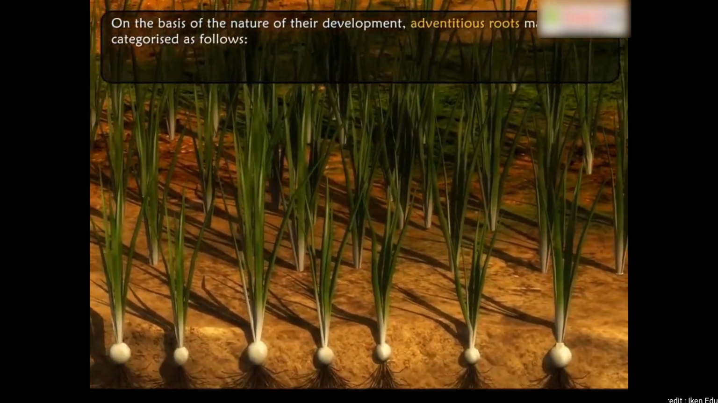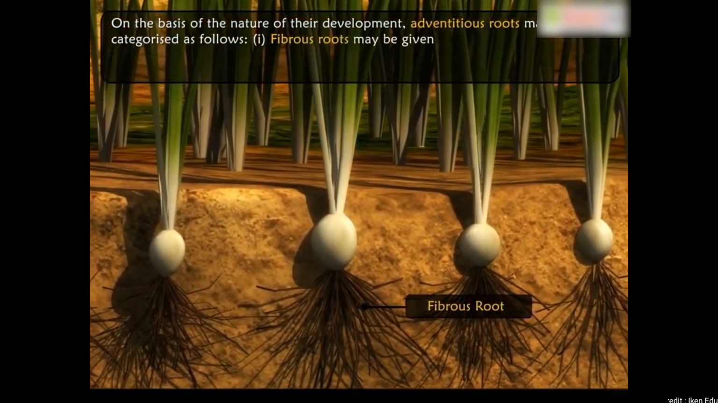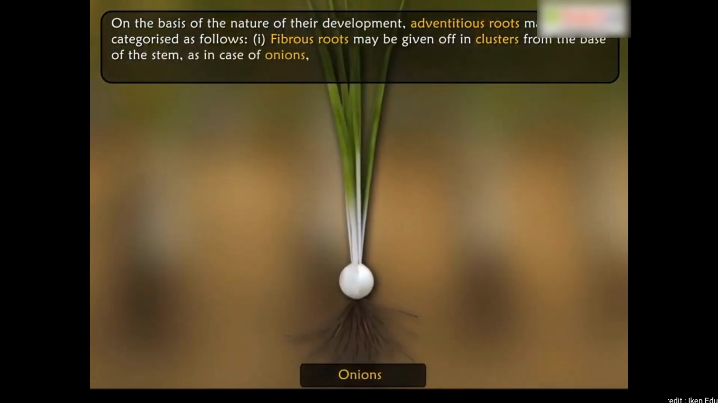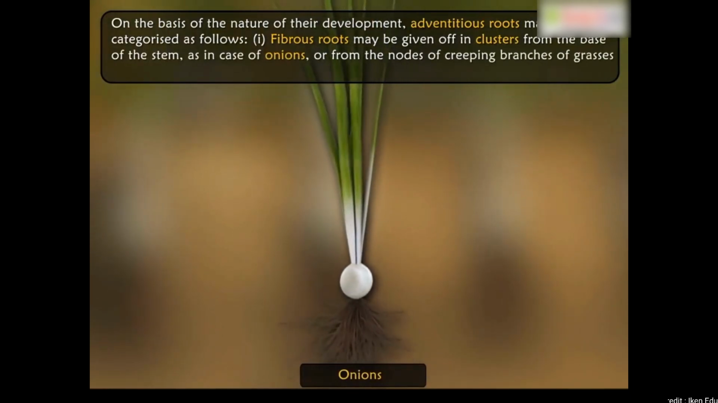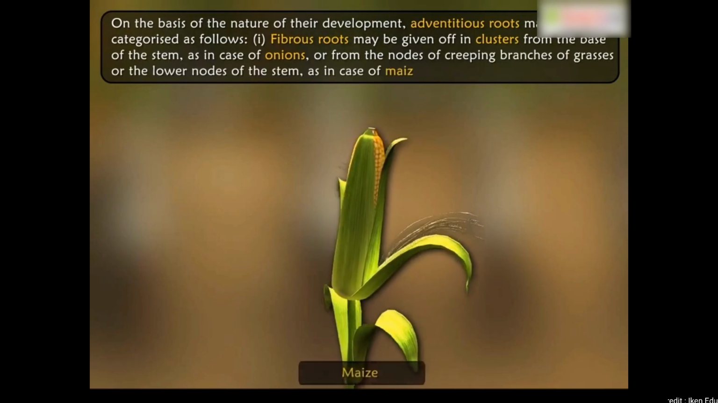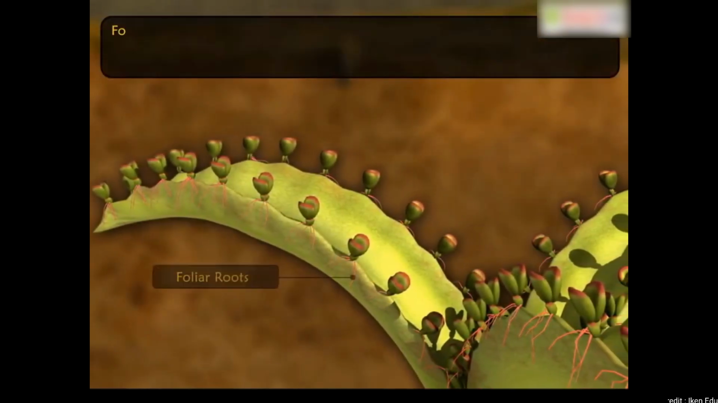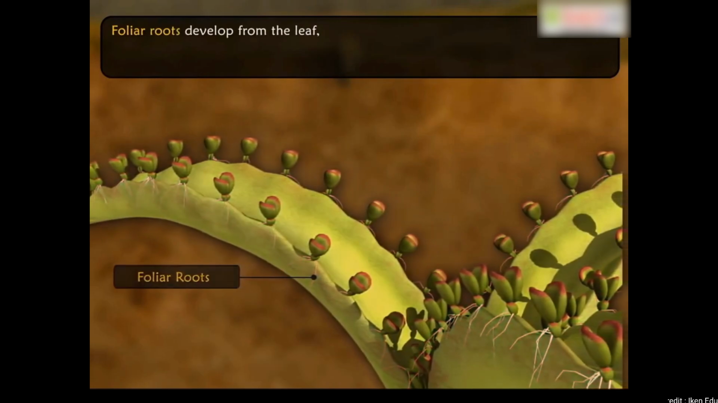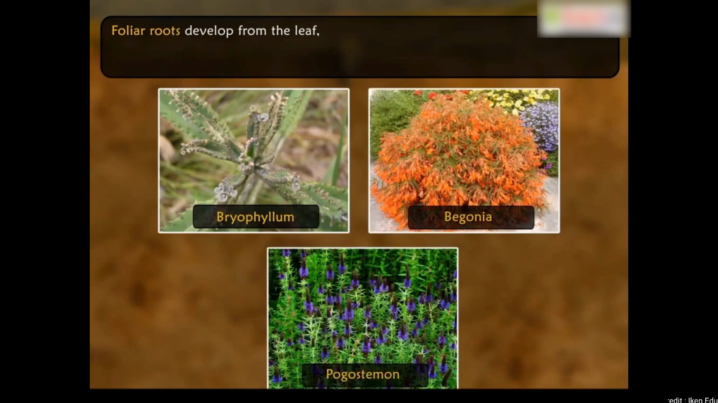Categorized as follows. 1. Fibrous roots may be given off in clusters from the base of the stem, as in case of onions, or from the nodes of creeping branches of grasses, or the lower nodes of the stem, as in case of maize. 2. Foliar roots develop from the leaf. Example, in Bryophyllum, Begonia, Pogostemon, etc.